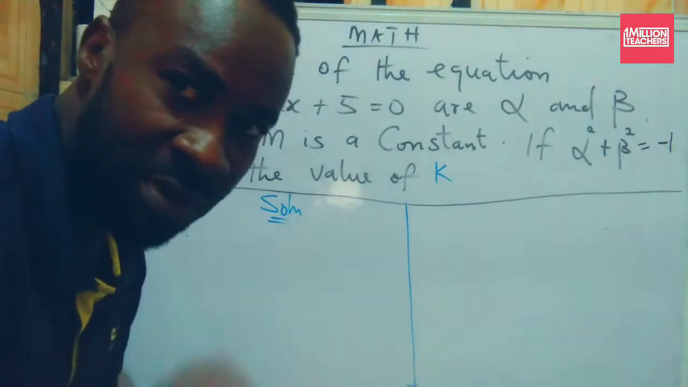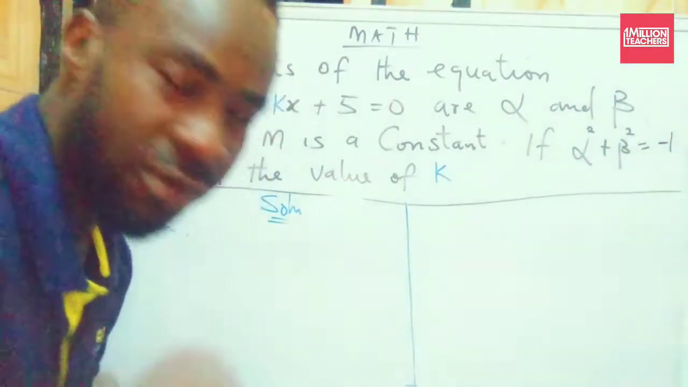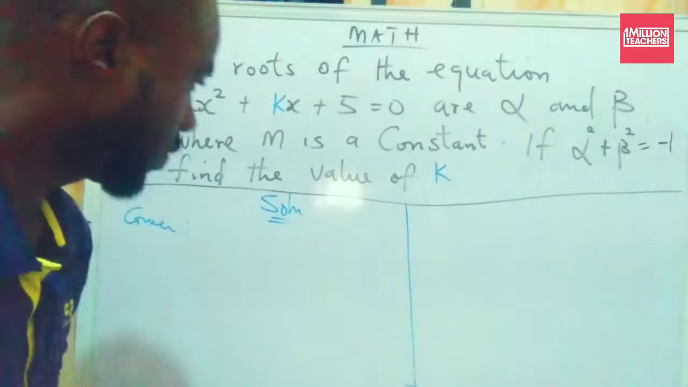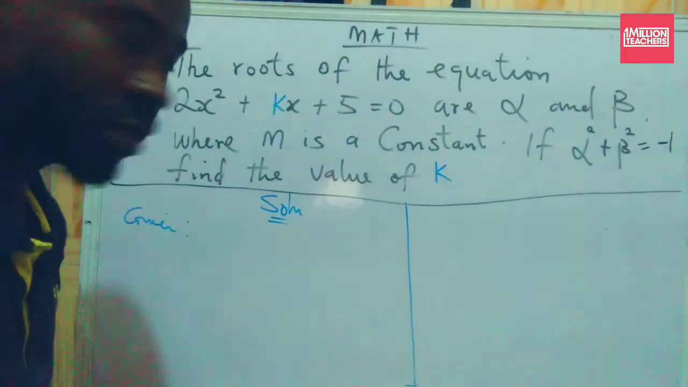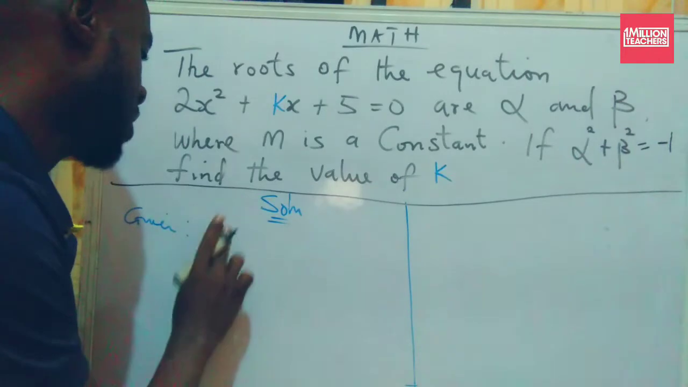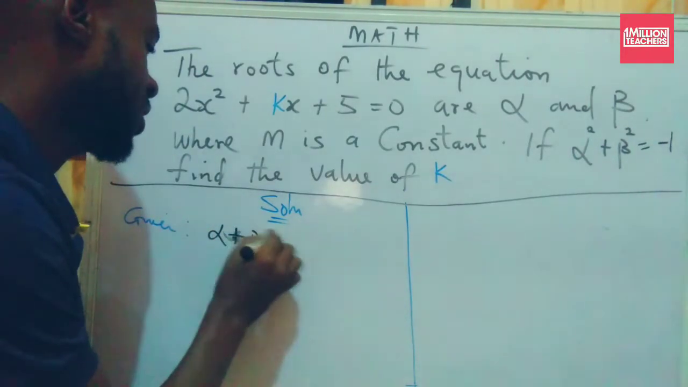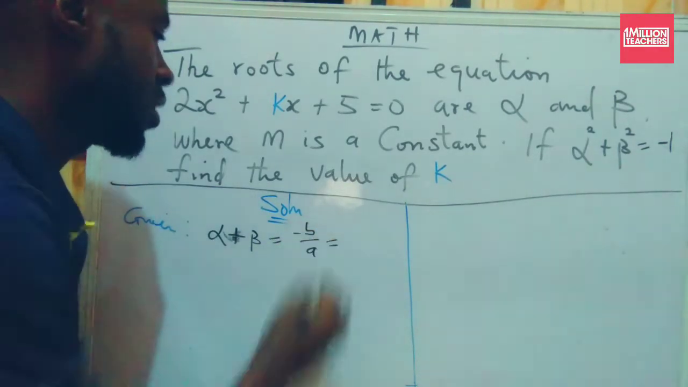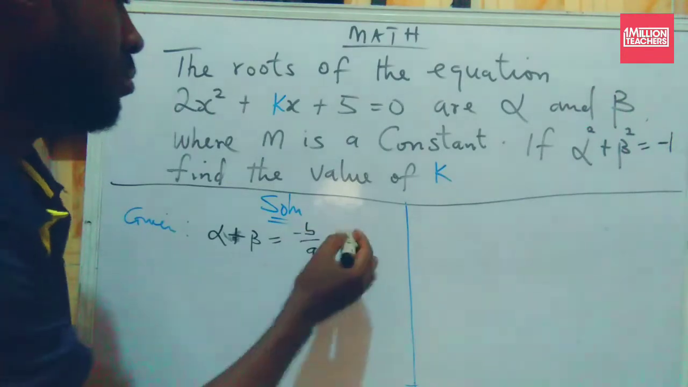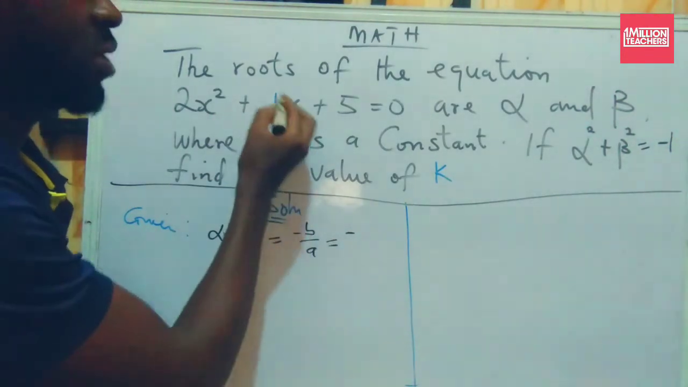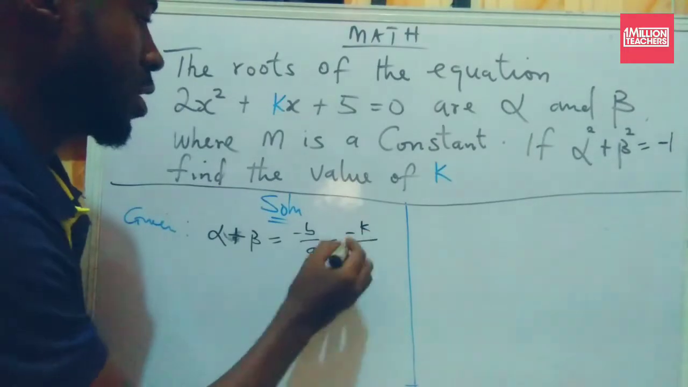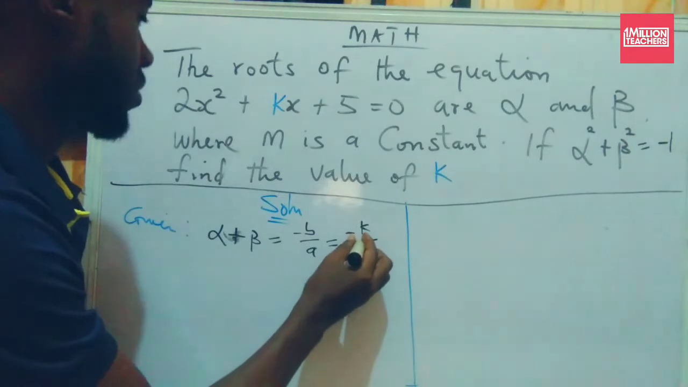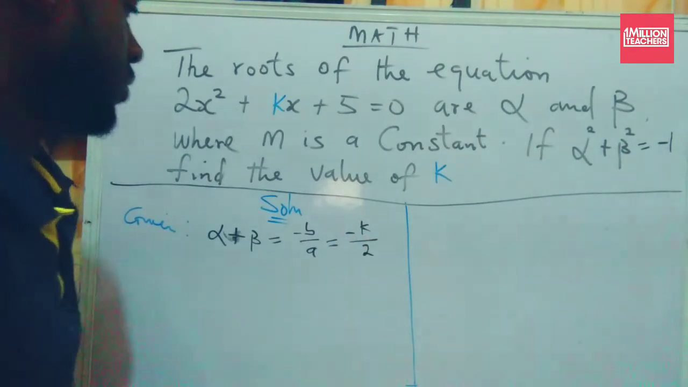Now, to solve this particular problem, all we need is our knowledge of sum and product of roots of a quadratic equation. So let's go ahead and do that. Recall that our sum, which is given as alpha plus beta, is given as minus b over a. So recall that our b is this middle term, and our middle term here is k, and our a is the coefficient of the first term, which is 2. So that's that.